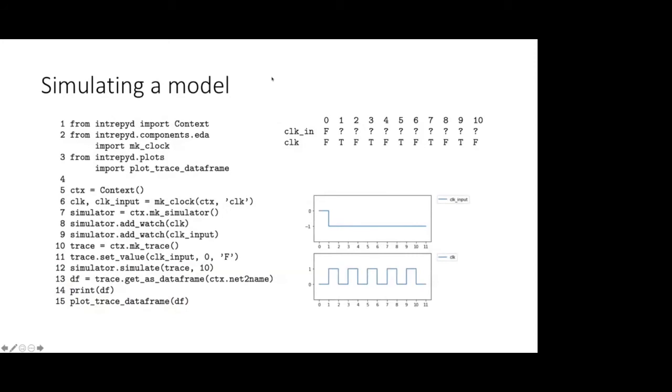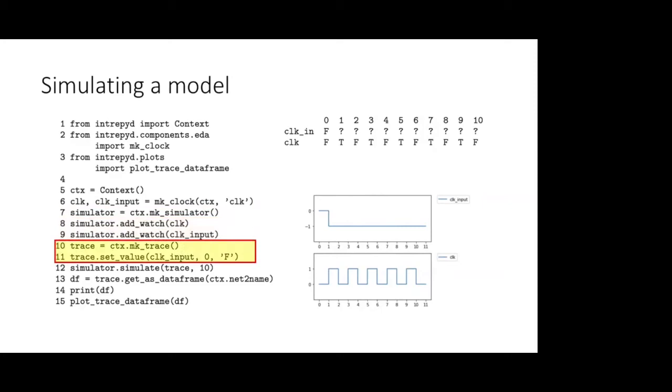So once you have written your model, you would like to have the confidence that you have written the right thing. One way of doing that is with the simulator. Intrepid provides you with a simulator that can be used to simulate your design. So back to the example here, we create again a clock from the previous slide, and then we use the context to allocate a simulator. With these instructions, we can tell the simulator which values are important to be watched during the simulation.